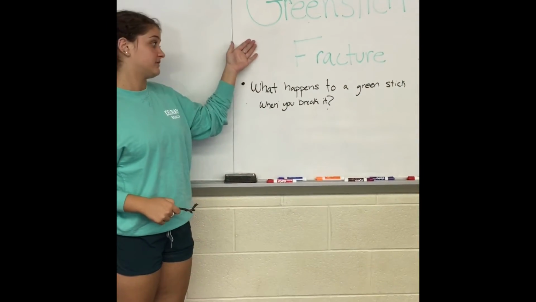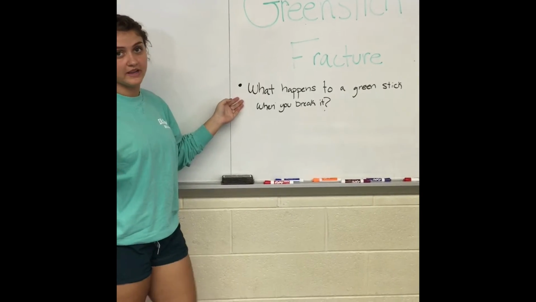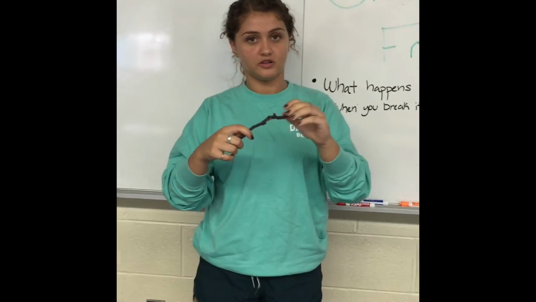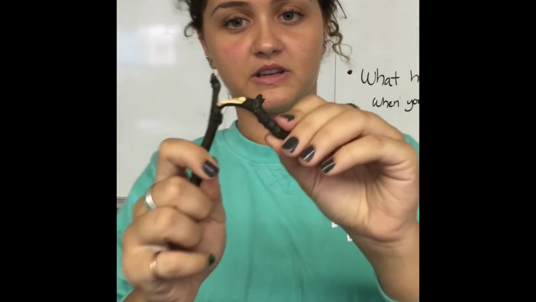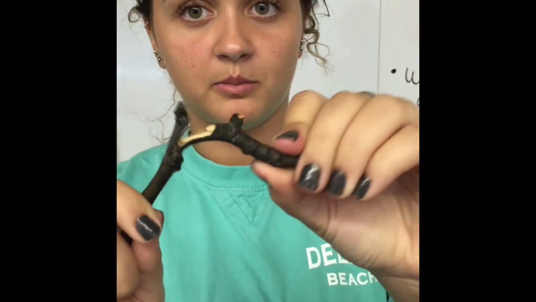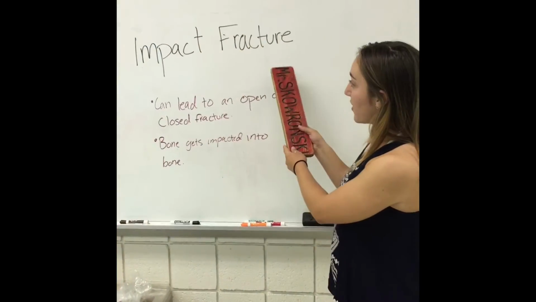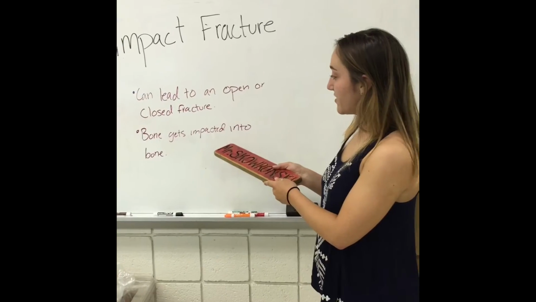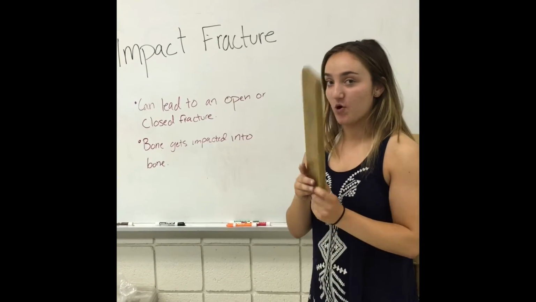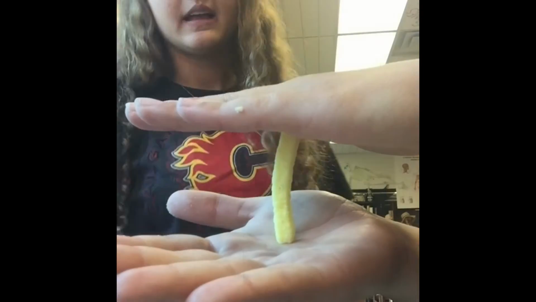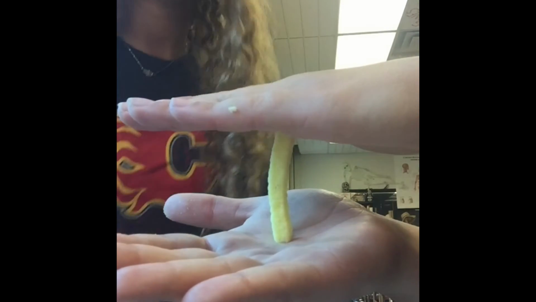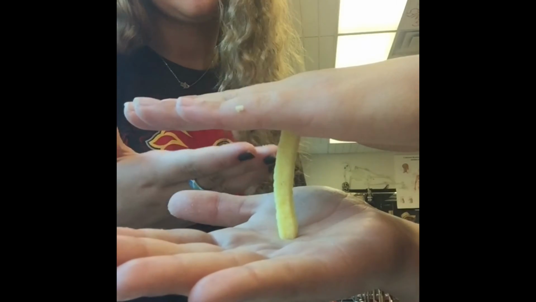Green stick fracture. What happens to a green stick when you break it? As you just saw in the slow-mo video of the green stick breaking, it doesn't completely break off, making it a green stick fracture. When an impact fracture happens, bone gets impacted in bone and it can lead to an open or closed fracture. This veggie straw is going to represent the bone. This is an impact fracture.